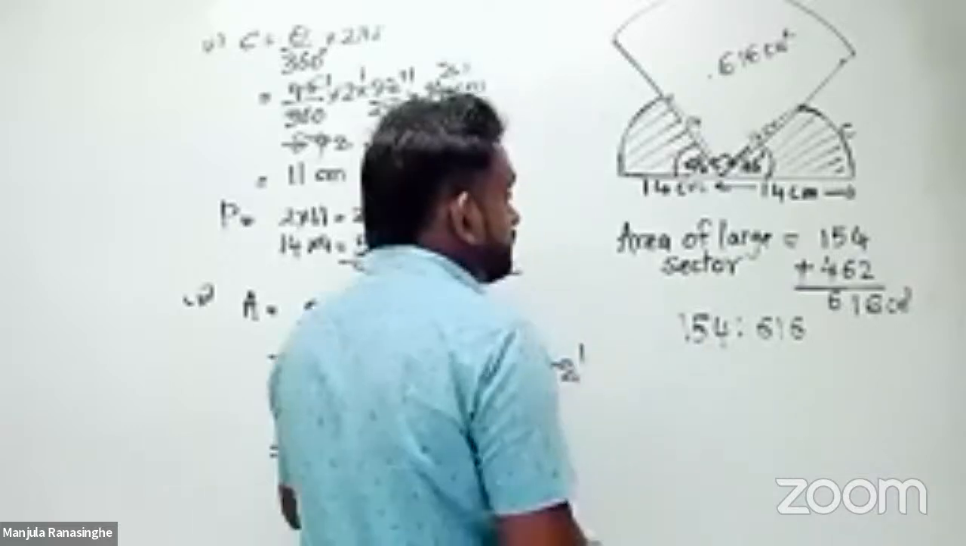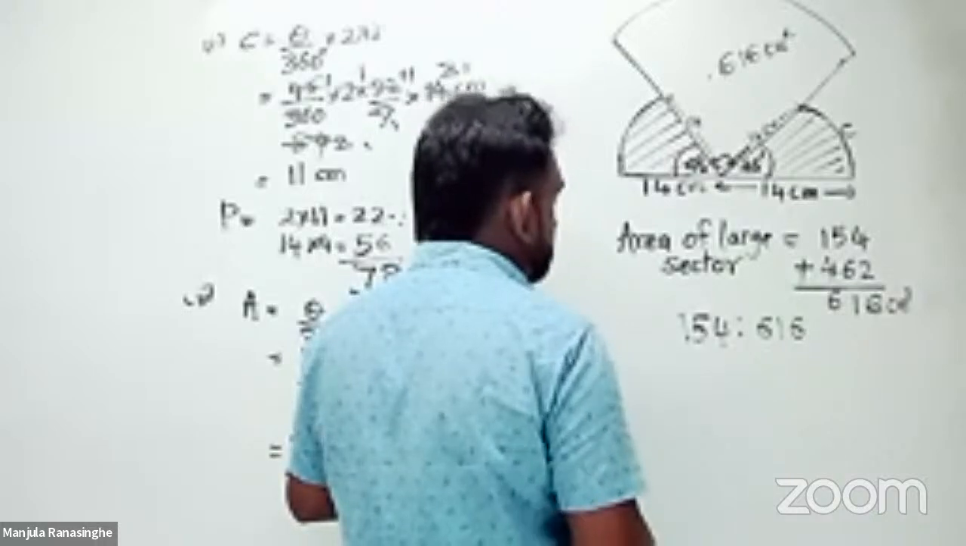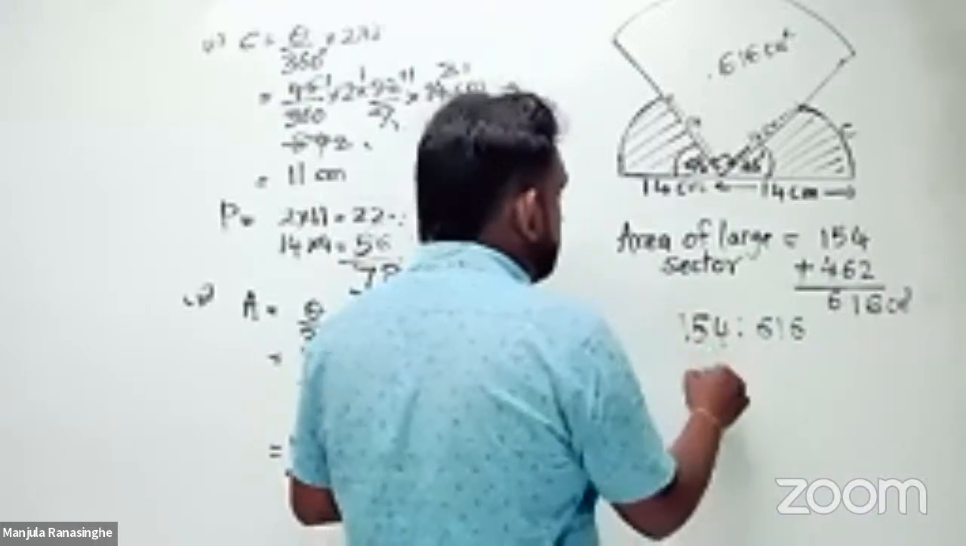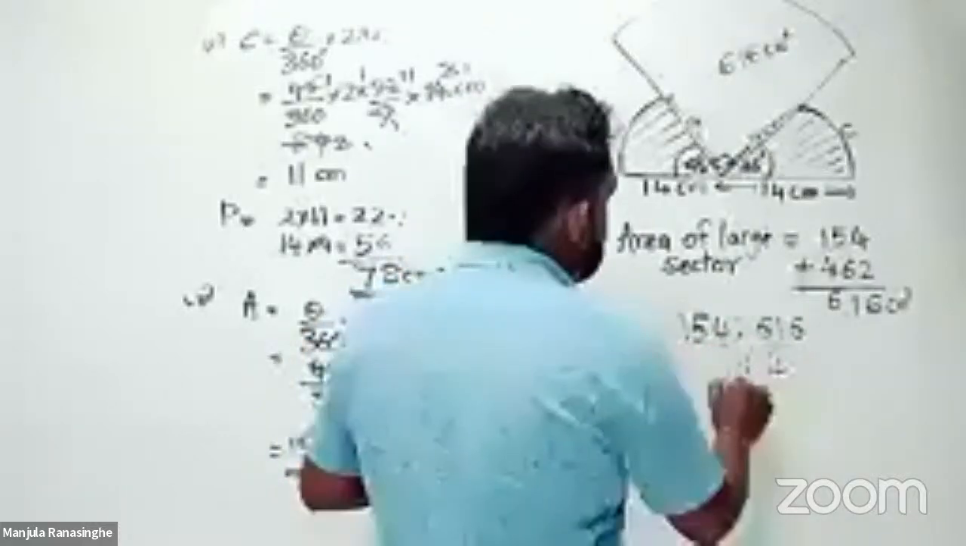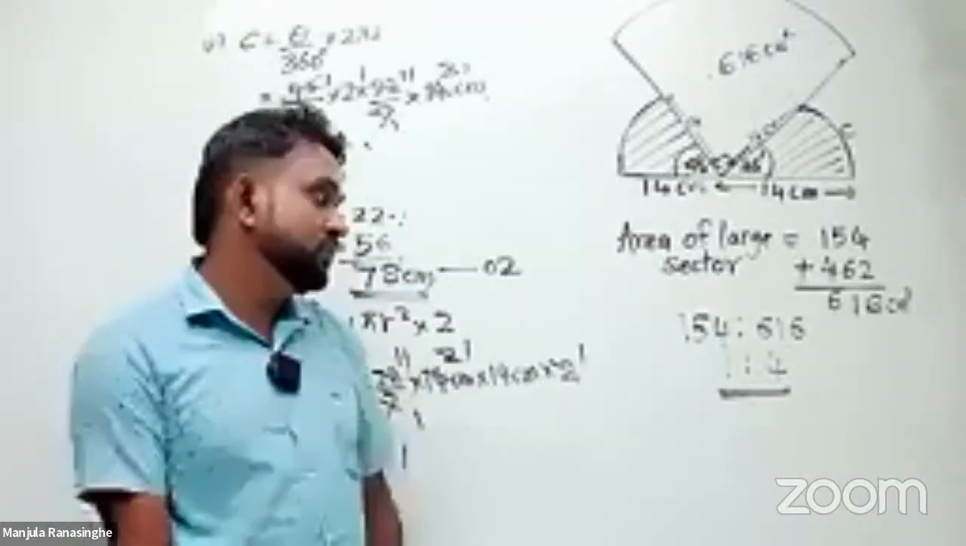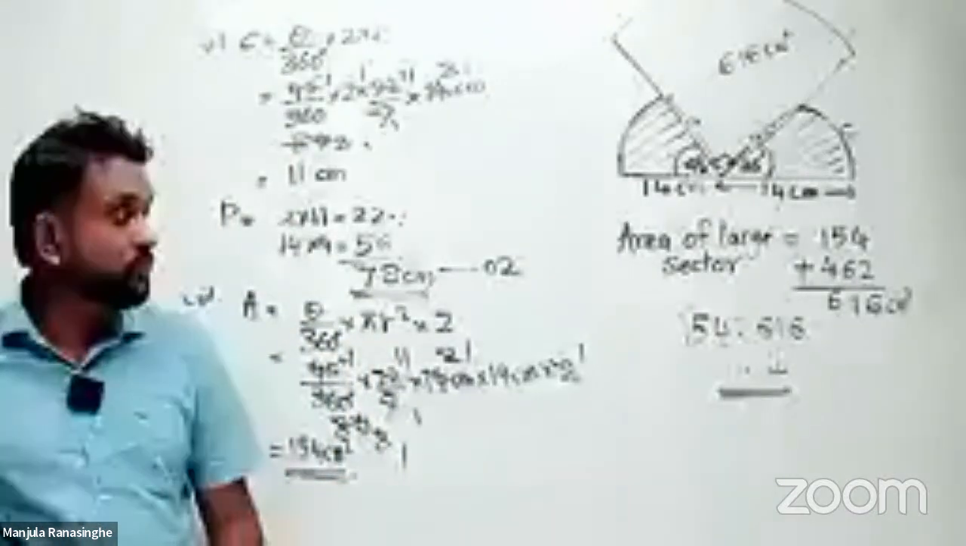You can divide both by 154. 154 divided by 154 is 1, and 616 divided by 154 is 4. So 1 to 4 is the simplest form.